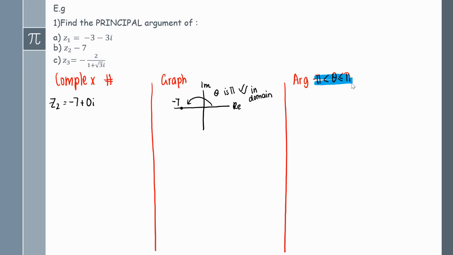Notice if I decided, okay, let's try going the other way, this angle here all the way around would be minus pi. But I can't have minus pi included here. So for that reason, our argument of minus 7 plus 0i is just theta equals pi.